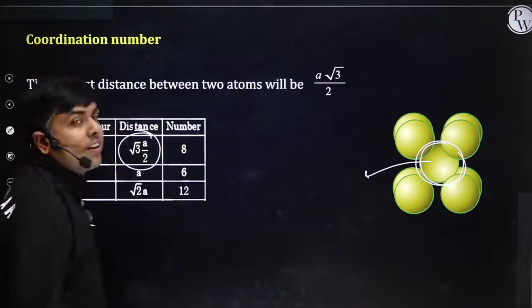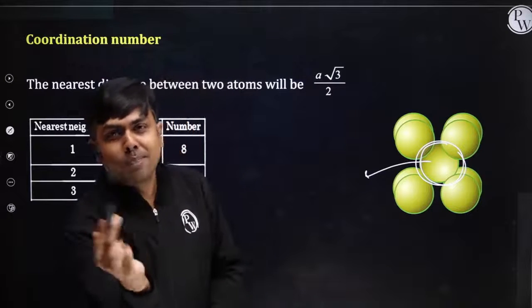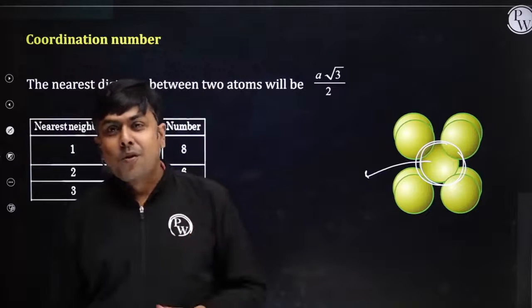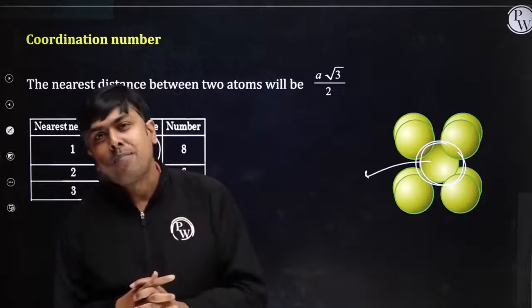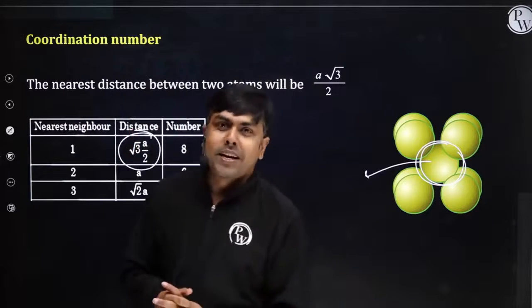So what's the coordination number in case of BCC? The atom which is placed at the body center is surrounded by 8 corner particles and the distance is root 3a by 2. Coordination number is 8.